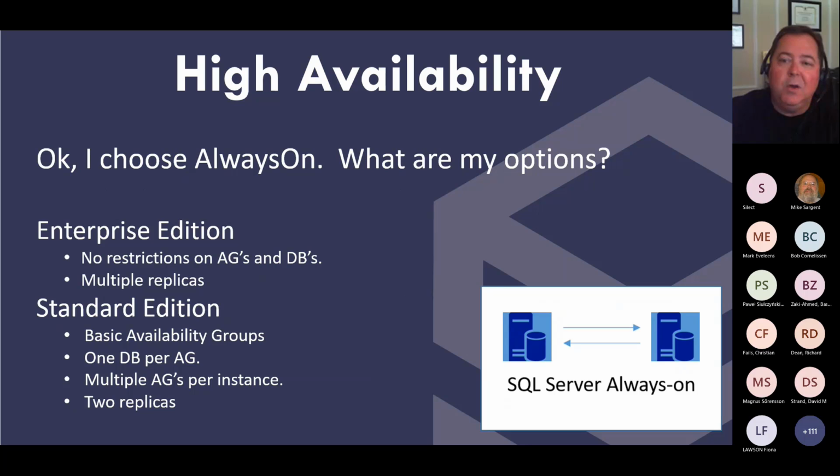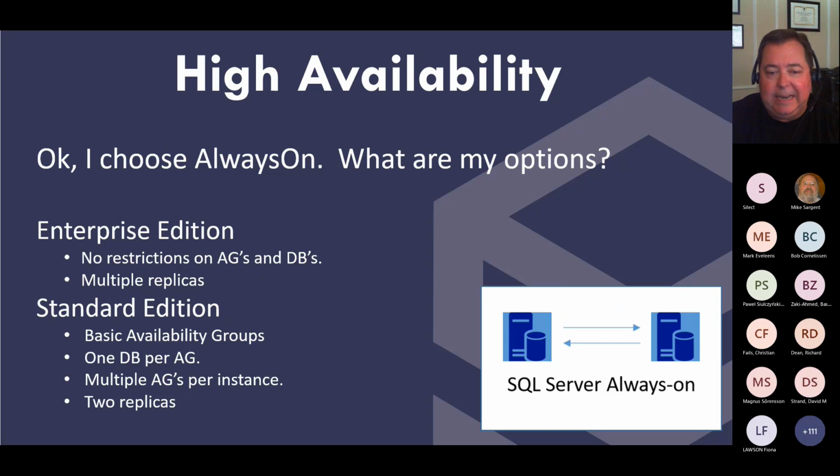So let's say, okay, I've looked at all your reasons, Kevin, and I'm choosing AlwaysOn for SQL high availability. What are my options, right? The most common choice is Enterprise Edition, because there's no restrictions. You can have multiple availability groups, multiple databases per availability group, and multiple replicas in an availability group. So it's the easiest to deploy. If you want advanced scenarios, it's a no-brainer. You have to choose it.